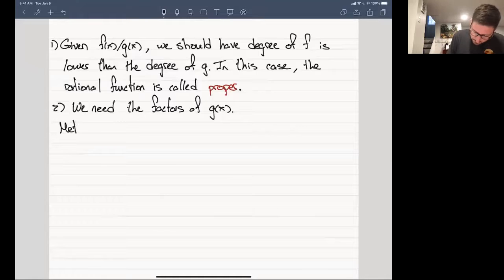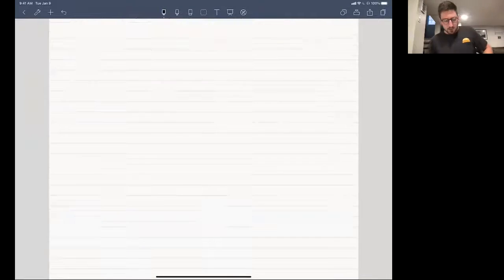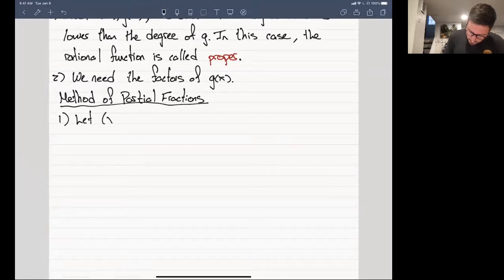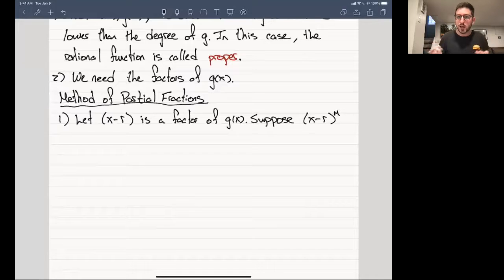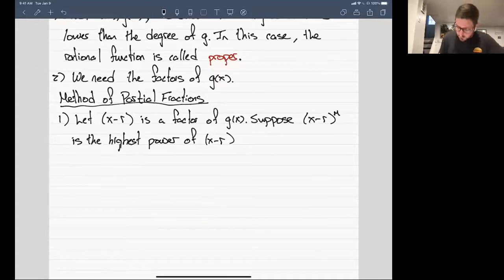Okay, so here's the method of partial fractions. What we want to do is, we're going to assume that x minus r, where r stands for root, just some real number, is a factor of g of x. So r is a 0 of g of x. So suppose x minus r to the m, so this is an mth root, m could be any number, is the highest power of x minus r that divides g of x.